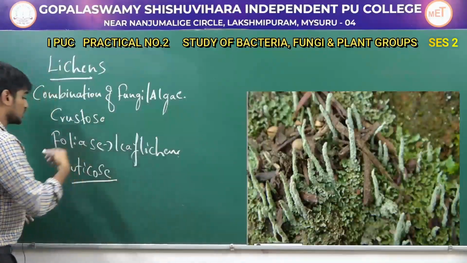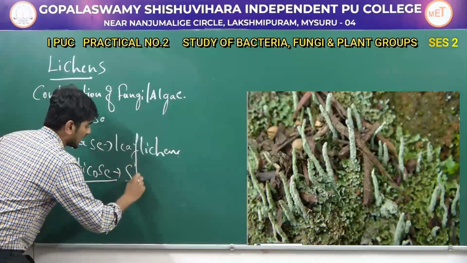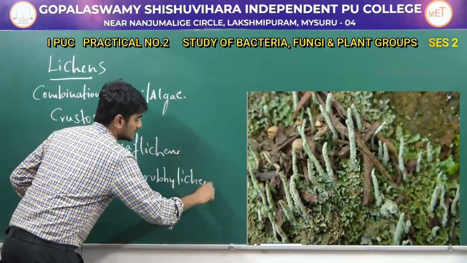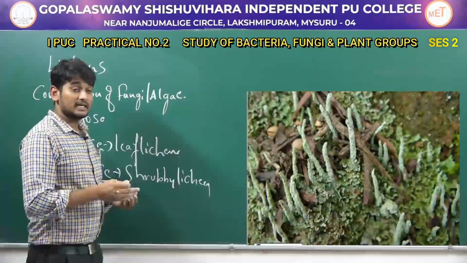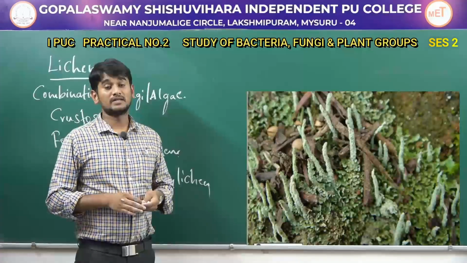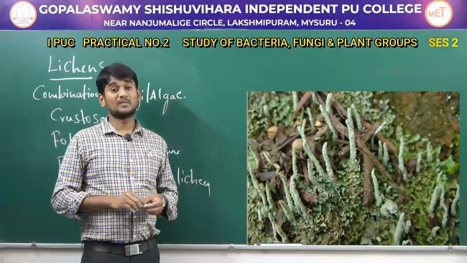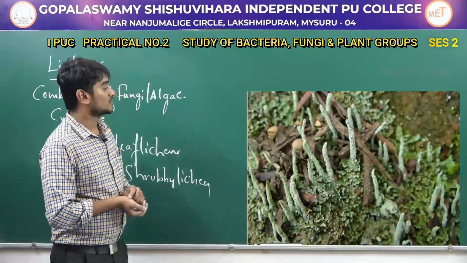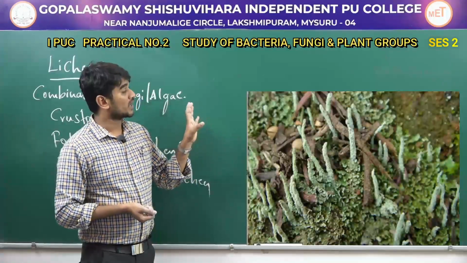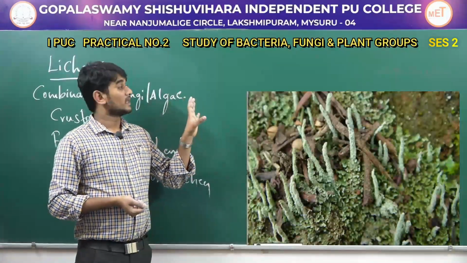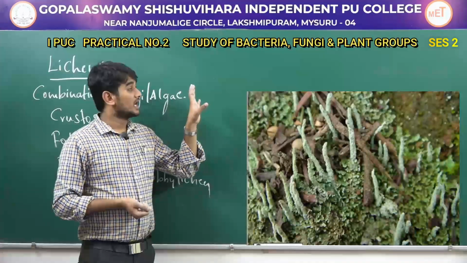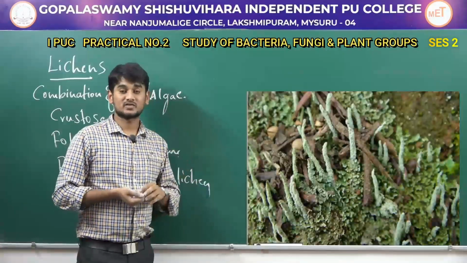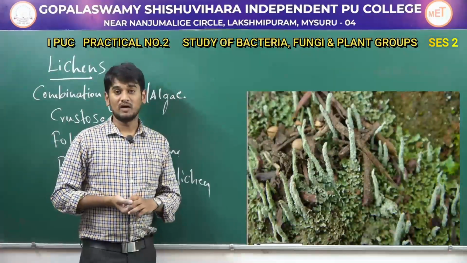The next one is fruticose. Fruticose is a shrubby lichen. Here the lichen grows upright and is attached to the substratum by the help of a disc-like structure. On the right side, we can observe the picture of fruticose lichen. It shows an upright growing and branched thallus, attached to the substratum by the help of a disc-like structure. So these are all about types of lichens.